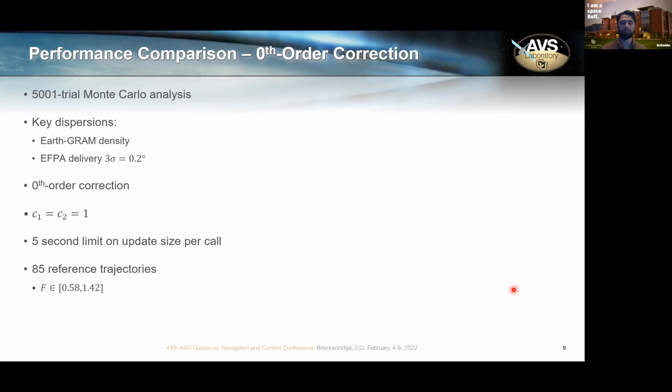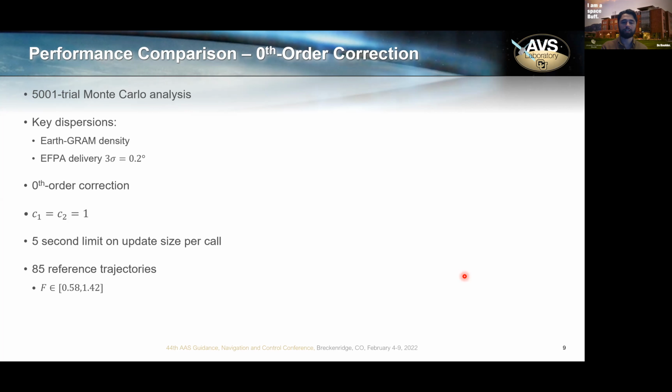Okay, so I'm moving on now to the numerical results of our implementation, which currently is the 0th order correction method. That's because this is a proof of concept demonstration. And so we're showing what we can do with the absolute simplest option of how you can implement this guidance. So we use the descent simulation to perform a 5001 trial Monte Carlo analysis.